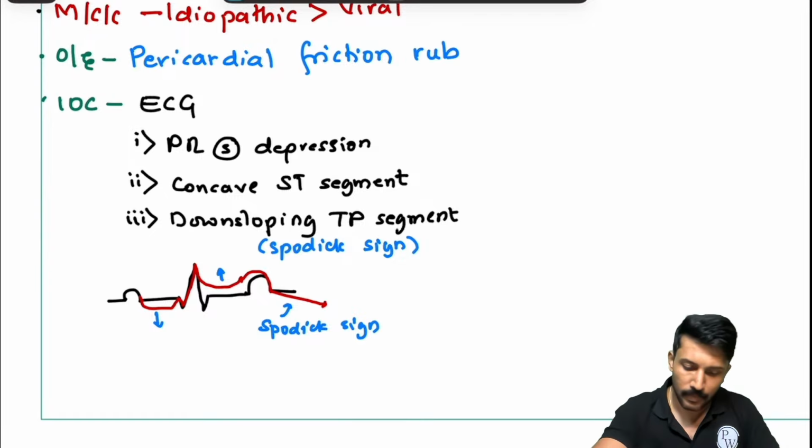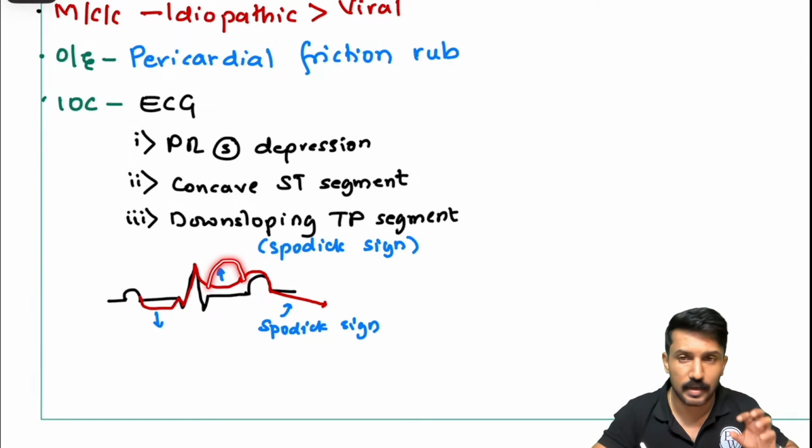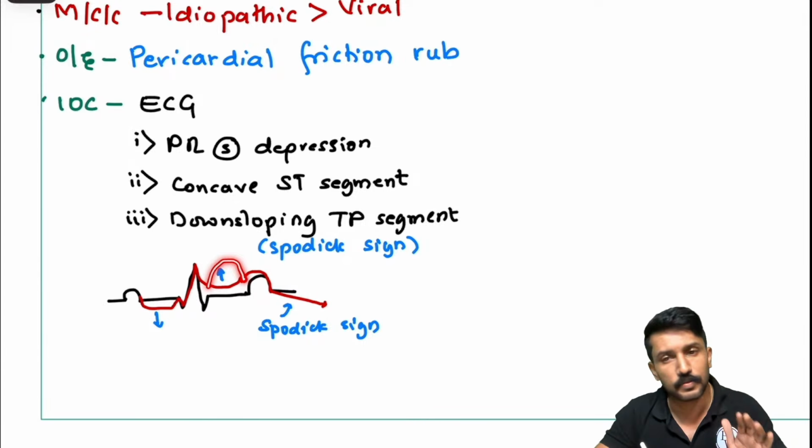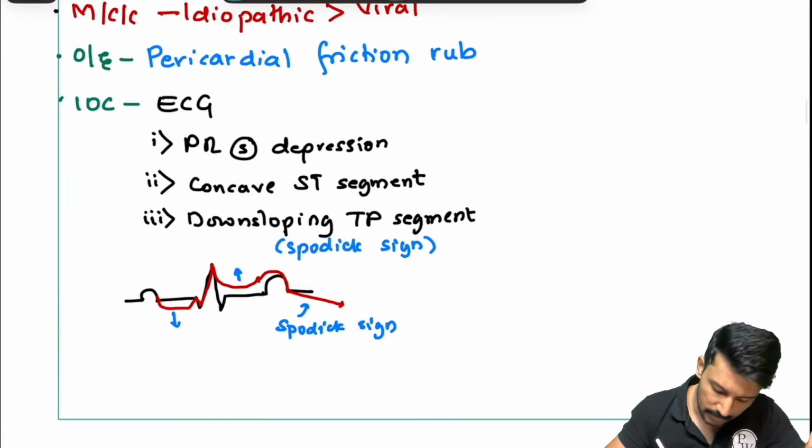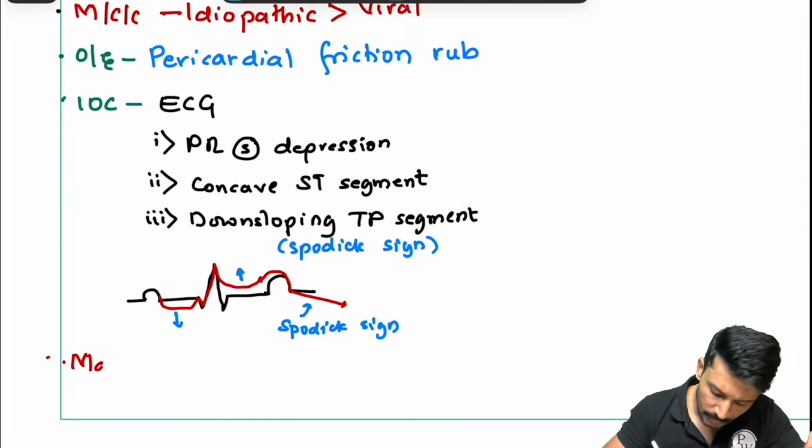In case of MI, we will generally have convex ST elevation, which is also called the tombstone sign, and in MI we may have reciprocal changes which we don't get in pericarditis. So once I've diagnosed based on these ECG findings, how am I going to manage it?